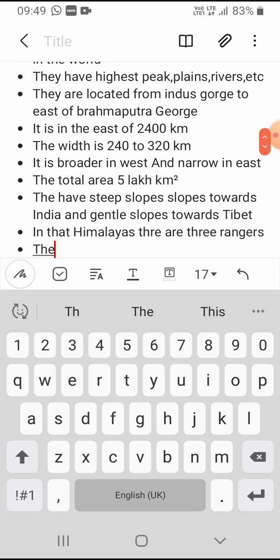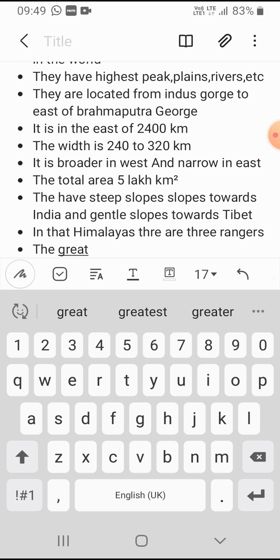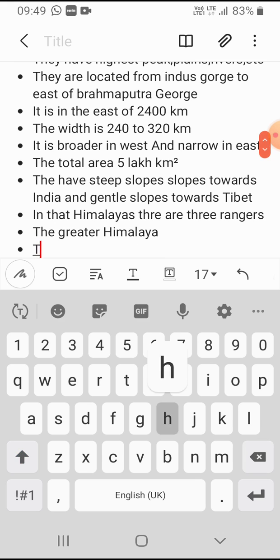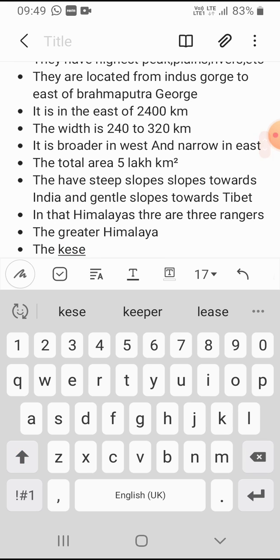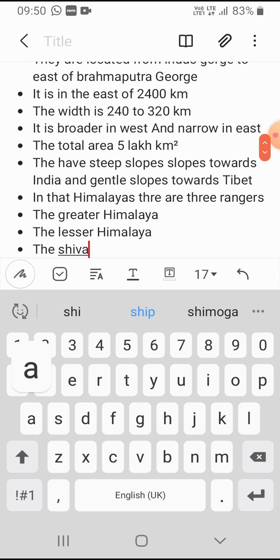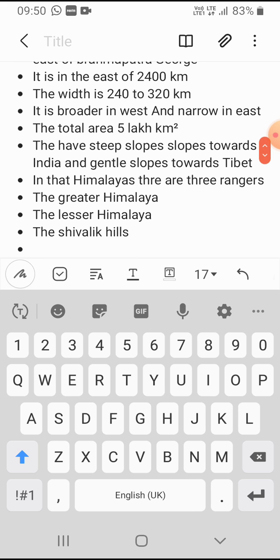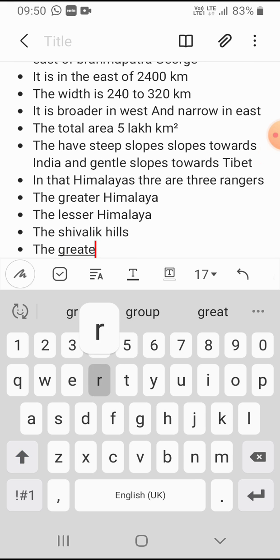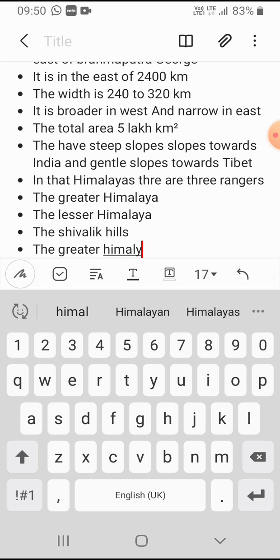The first one is the Greater Himalaya, the next one is the Lesser Himalaya, and the next is the Shivalik Hills. So let's know about the Greater Himalaya first.